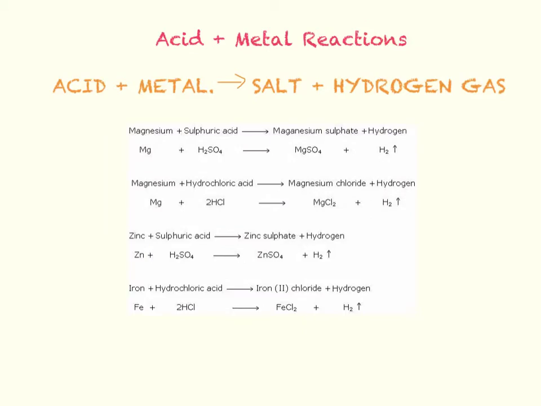Right, another acid reaction is acid plus metal reactions. Now we know that acids contain hydrogen ions, so if you react an acid with a metal, you end up with a salt and hydrogen gas. So here's some examples for you. They're also displacement reactions.